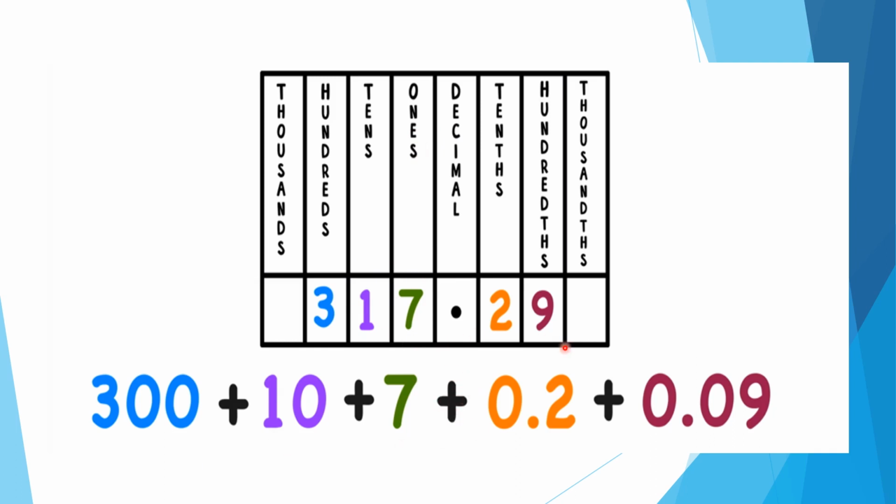Plus after the decimal point it is very tricky. So 2 is in tenths place, that means after the decimal point 1 digit should come, right? Because tenths means 1 by 10, that is 2 by 10. When we write that in decimal, 0.2.